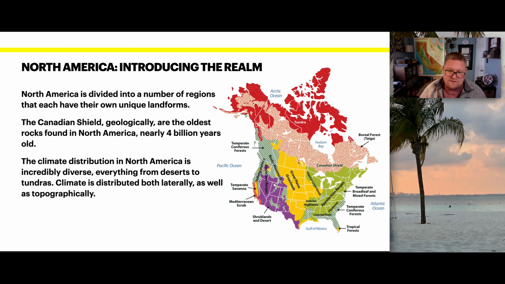Now, let's observe this map on the right-hand side. We obviously see the continent of North America, and we're able to observe, between color and patterns, the different types of climates. You can see that there's shrublands, Mediterranean scrub, savannas. We also have some of the temperate forests, the boreal, and, as an example, even the tropical forests down in Florida. What's interesting about looking at this diagram as a whole is that we certainly see that this is divided laterally, but we also see that it's divided topographically in a sense.